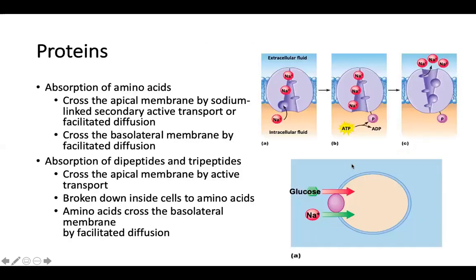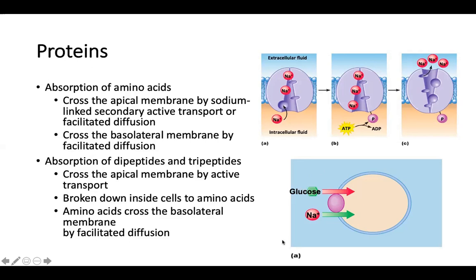Okay, moving on here to how we start absorbing those proteins. So kind of similar to what we saw in terms of the mechanisms here, but there is another option. So we can move amino acids into our epithelial cell and then across the basolateral membrane. So we get them into the cell by facilitated diffusion, and we get them across the basolateral membrane by facilitated diffusion as well. But we can also, to some extent, move smaller peptides, so dipeptides, tripeptides. We can move those into the cell by secondary active transport linked with sodium as well.